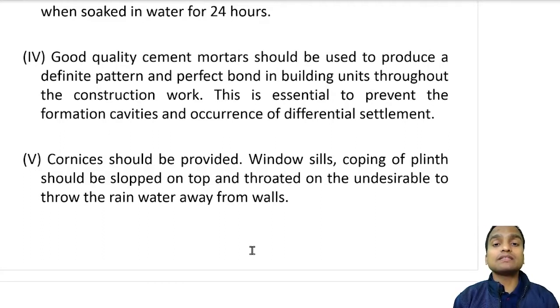All these elements are very, very important. Window sills are very important for the protection of windows. Coping of plinth should be sloped on top and throated on the underside to throw the rainwater away from the walls. We have discussed beading and the coping we do on the parapet walls.